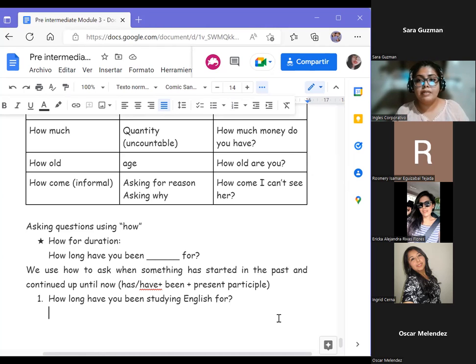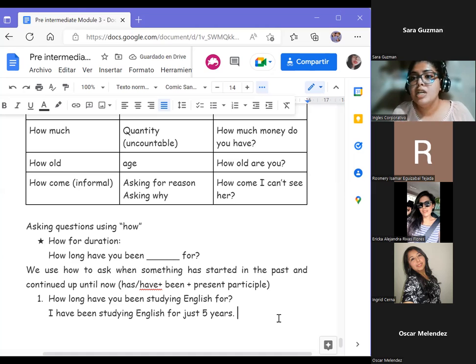So in this case, we have the answer, and it says, I have been, following the structure, I have been studying English for just 5 years. I have been studying English for just 5 years.